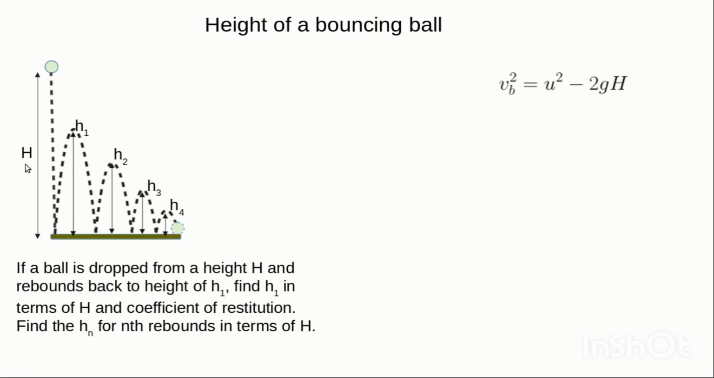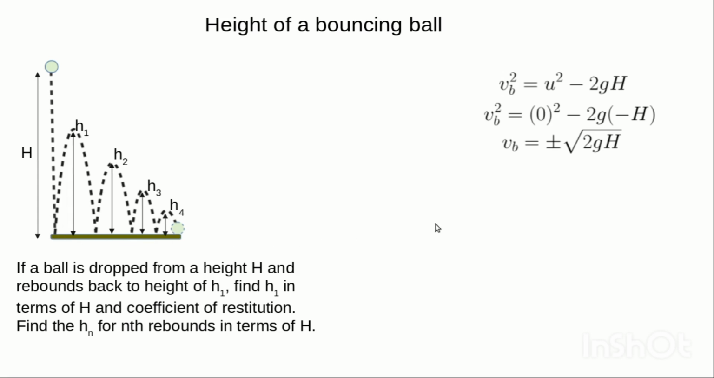Now, when it is released from rest, the initial velocity is 0. We also need to take note that since it is going down, we take h as negative. So we have VB squared equals 0 squared minus 2g(minus h). As a result, we can make VB the subject of the formula. That will give us VB equals plus or minus the square root of 2gh. So VB is the velocity of the ball before it strikes the ground.